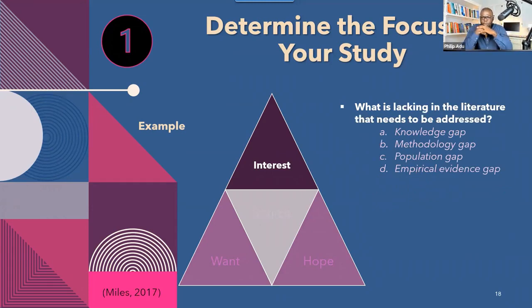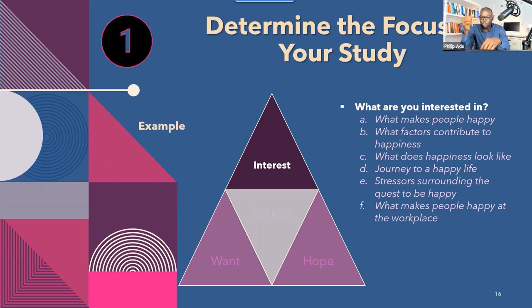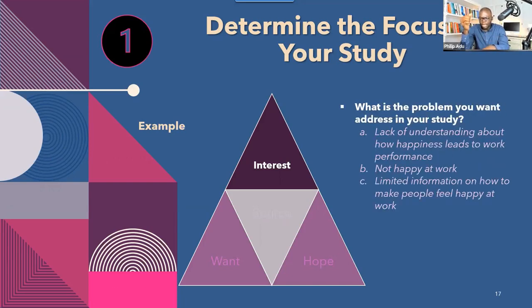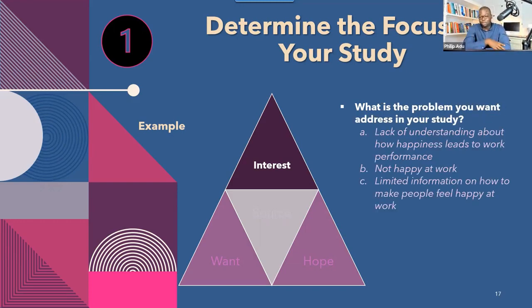Another one, what is lacking in the literature? All these are practical problems. Maybe you have seen it, you have experienced it, you have heard it, but you have to go back to the literature, because if you are doing traditional research, you want to contribute to the field. Before you contribute, you have to know what has been done. You cannot just take a topic or identify a problem and say, oh, I'm going to do research to address the lack of understanding about how happiness leads to. Maybe there's a lot of study that has been done concerning that.